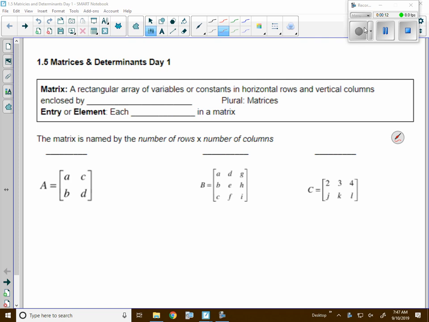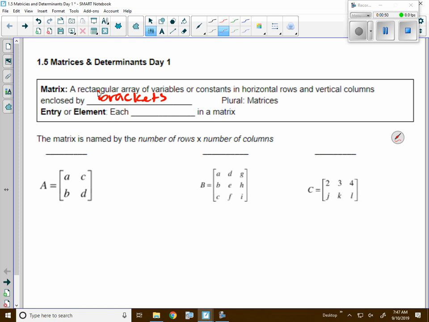Okay. So a matrix is a rectangular array of variables and constants in horizontal rows. So basically, it's another way that we can write systems of equations. The ones that you just did on your projects, you can write them as a matrix. And sometimes it's easier to work with a matrix than it is with the system. They're enclosed by brackets, and you can see that in the examples below, those are forms of a matrix. The plural is matrices, so if we're talking about more than one matrix, it would be matrices.